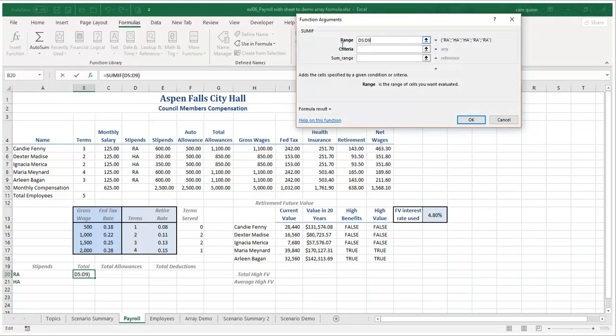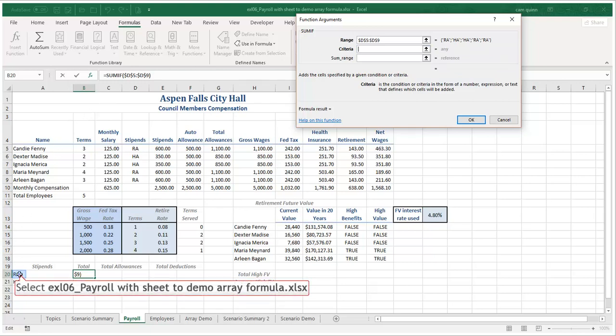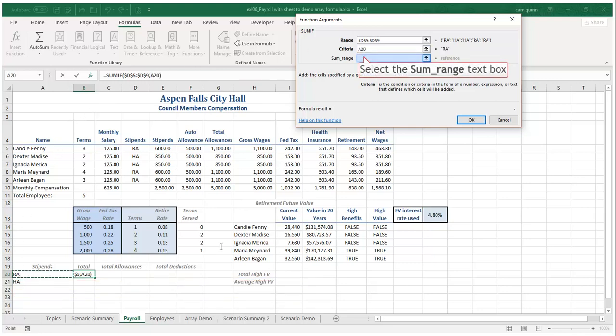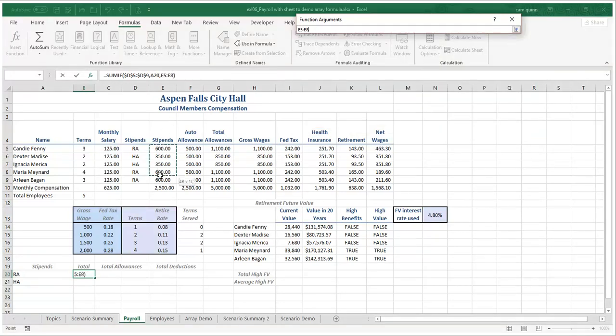What am I looking for? I'm looking for this. And when I find it, I want it to add up the corresponding value from here, and I'm going to make that an absolute reference as well. Okay? So there's my function.